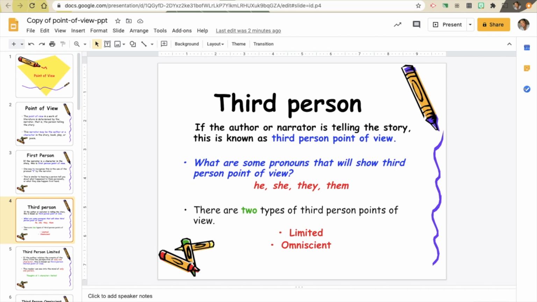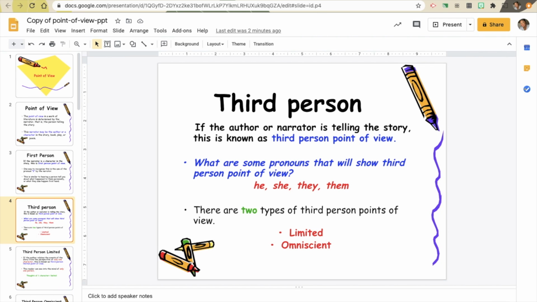Third person point of view is a whole lot different from first person point of view. Third person point of view is when the author or the narrator is telling the story. What are some pronouns that show third person point of view? Well, these pronouns are he, she, they, and them.